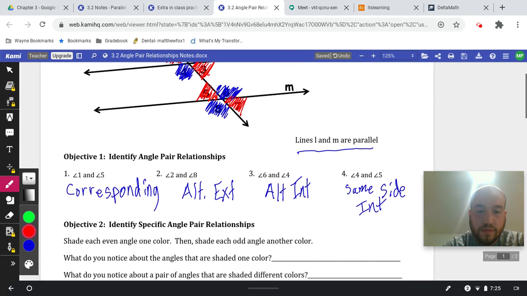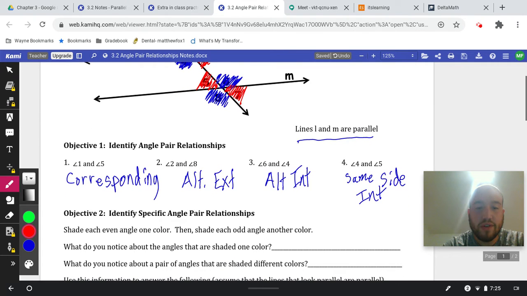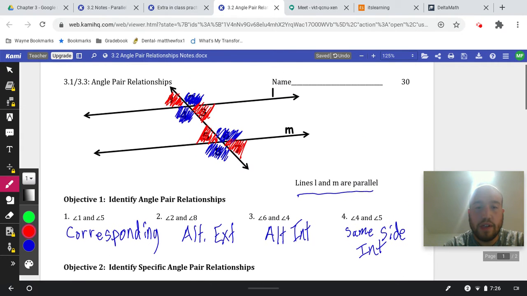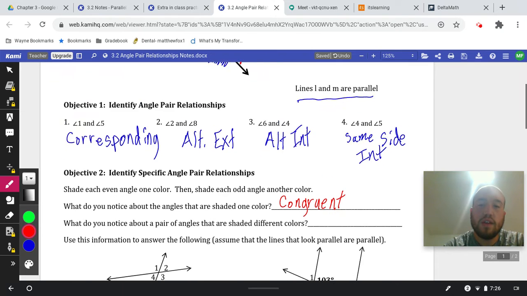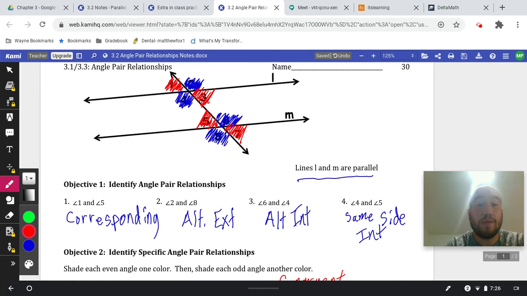Now, as we look here, it says, what do you notice about the angles that are shaded one color? So all the blue ones and all the red ones would be congruent. Okay? I'm not saying they're congruent with each other, but any angle that is blue would have the same angle measure. Likewise, any angle that is red has the same angle measure as each other.